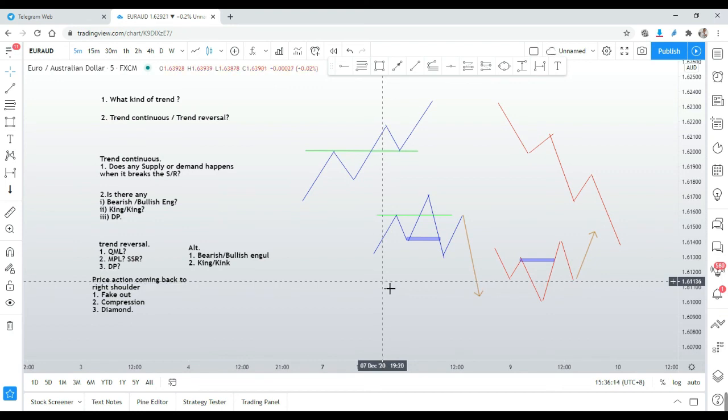As long as you know what you're doing, always control your risk reward ratio, and trade safe. Don't trade emotionally.